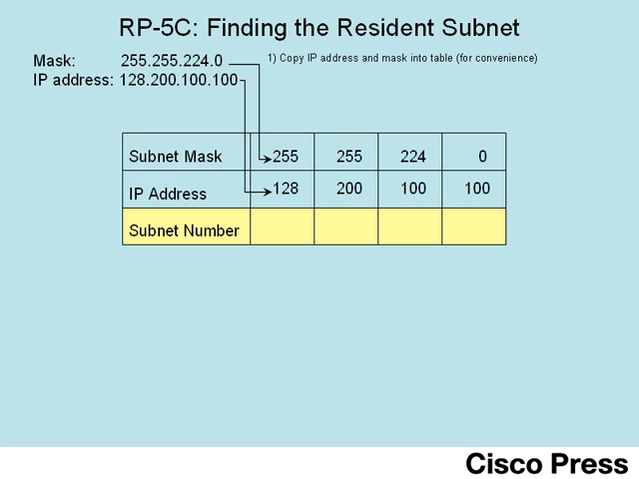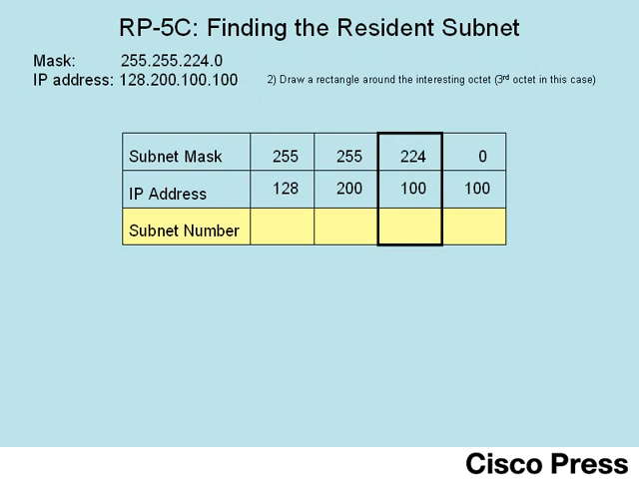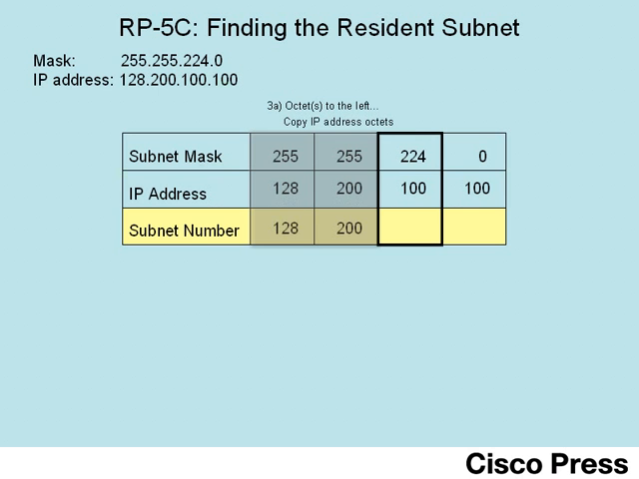Now here at step 1, we simply copy the mask and IP address into the table. Then at step 2, we draw a rectangle around the interesting octet. Now the interesting octet is identified by the subnet mask octet whose value is not a 255 nor a 0. In this case, it's the third octet with mask value 224. Next, at step 3, we'll identify the values in the 3 uninteresting octets. First of all, at step 3A, we'll look for any octets to the left of the rectangle and simply copy the IP address's value down into the subnet number. Here we see we'll start with 128.200 in the first 2 octets.